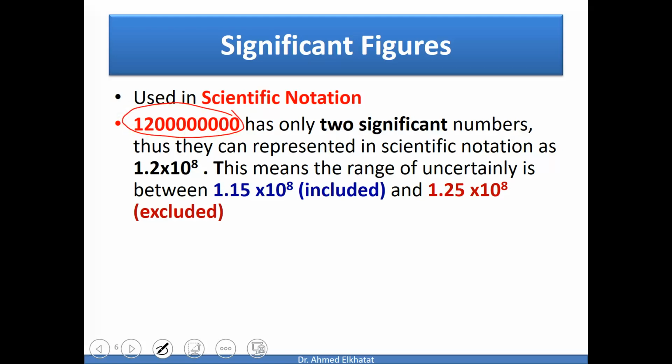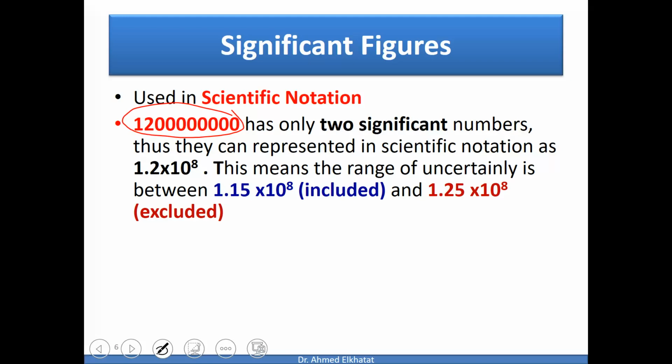Okay, so this value with how many zeros? 1, 2, 3, 4, 5, 6, 7, 8. We have 8 zeros. Okay, so it has only two significant figures.